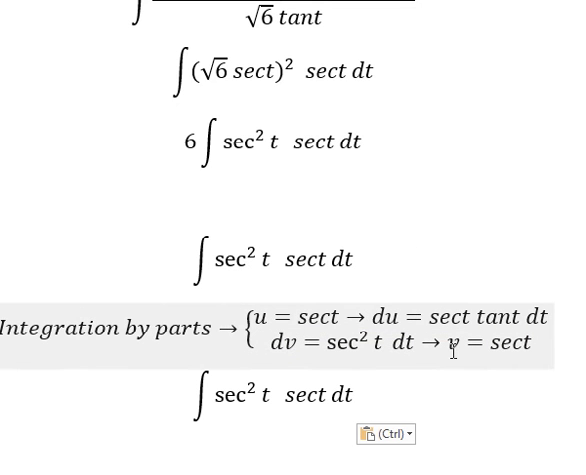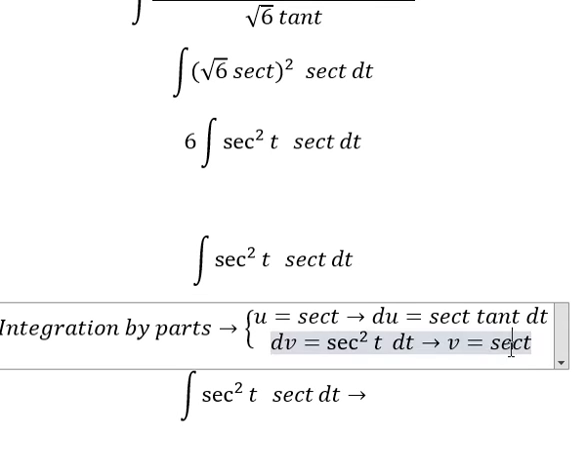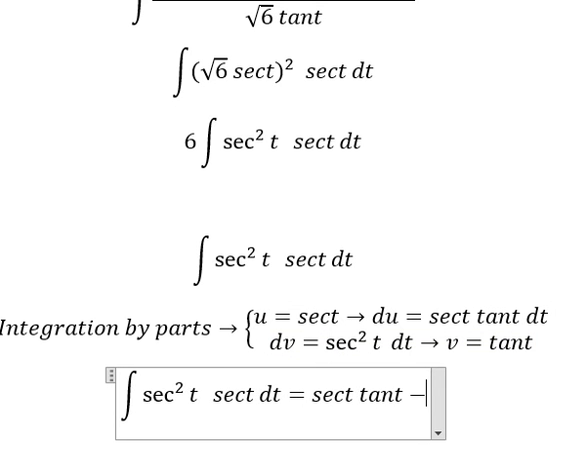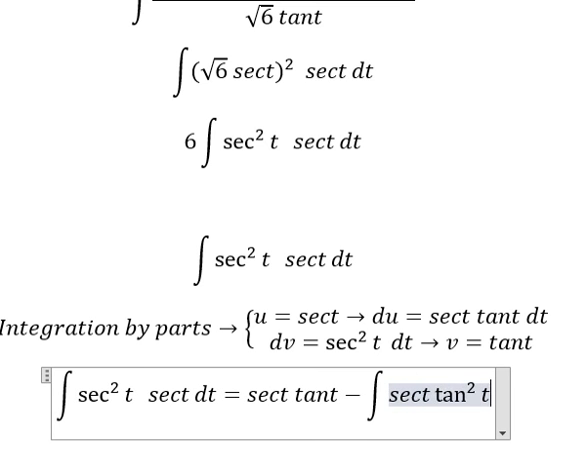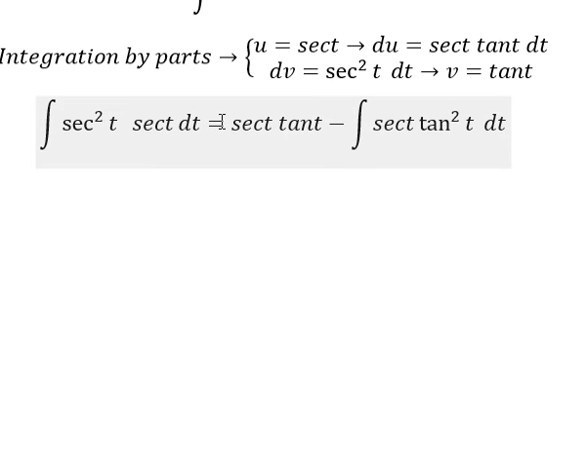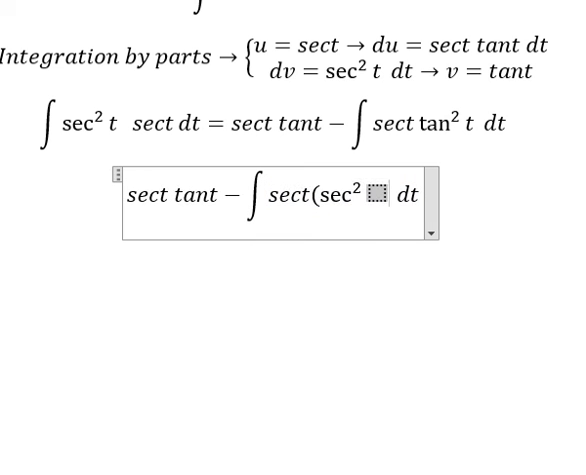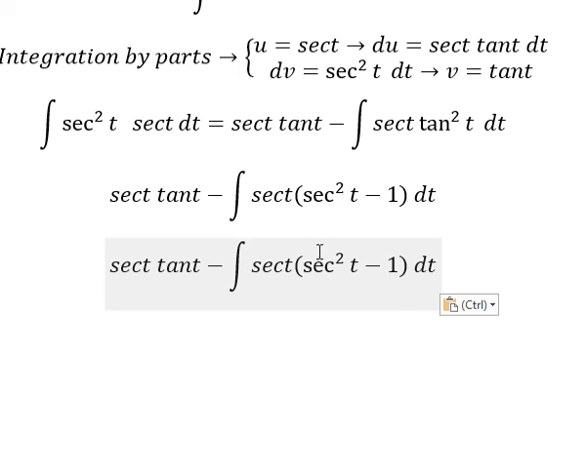So we get u multiplied by v. This is tan t, not secant of t. So we get u multiplied by v, which is secant of t multiplied by tan t, minus du multiplied by v. So you will get secant of t tan t squared dt. Next, tan t squared is secant of t squared minus 1. So this one multiplied by secant of t, and negative 1 multiplied by secant of t.